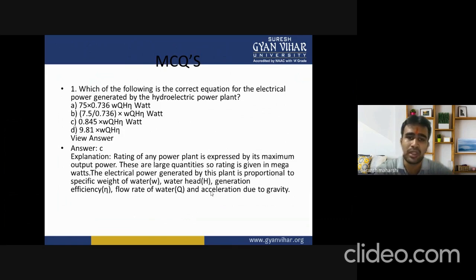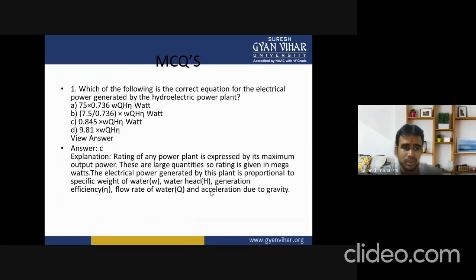And now we will discuss some multiple choice questions. Which of the following is the correct equation of the electrical power generated by a hydroelectric power plant? Option A, 75 into 0.736 watt Q H. Option B, 7.50 divided by 0.736 into w Q H eta. Option C, 8.845 into w Q H eta. And the last is 9.81 into w Q H eta.